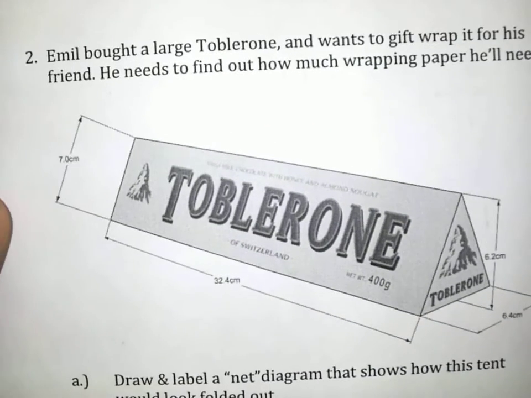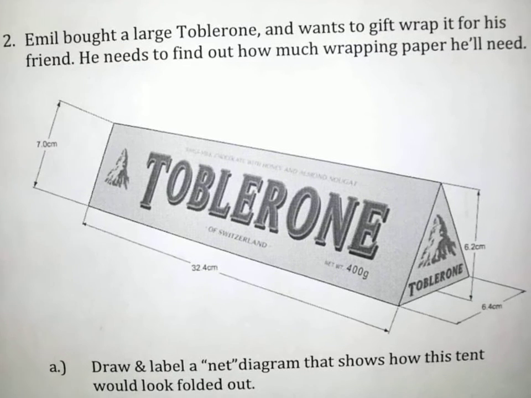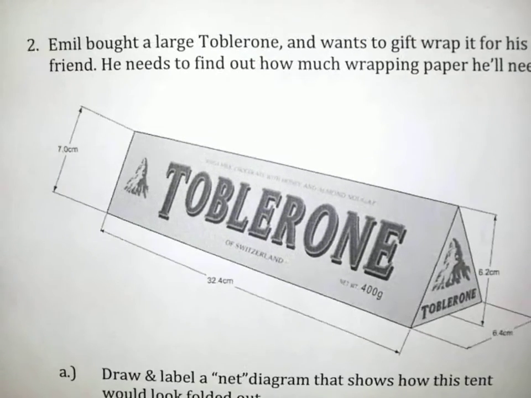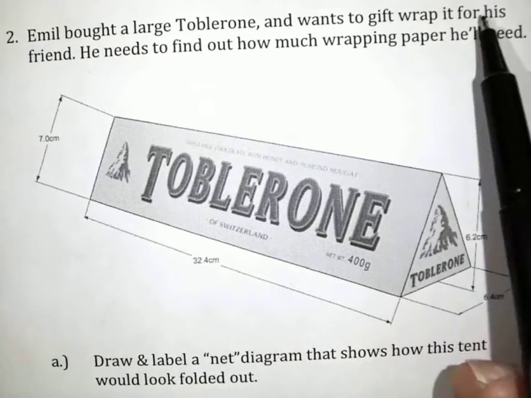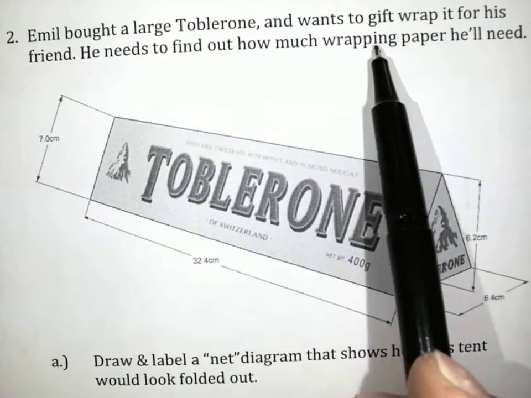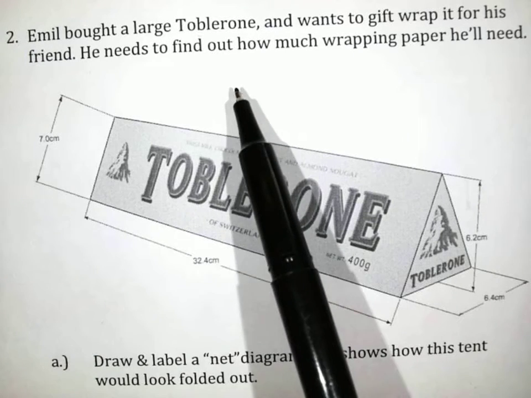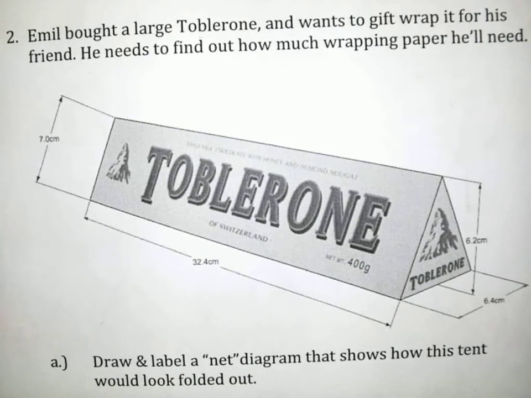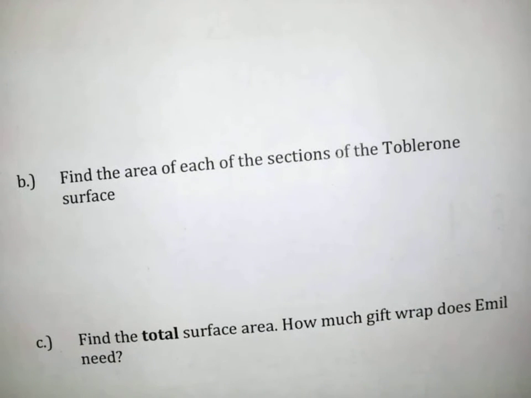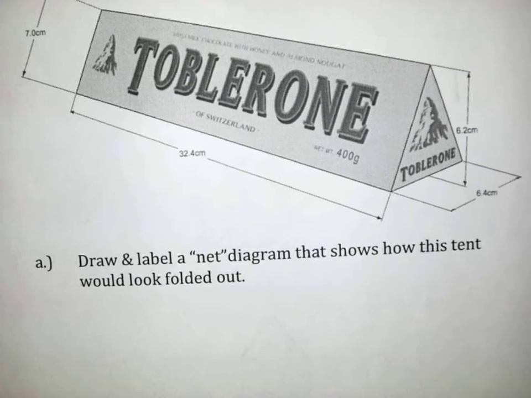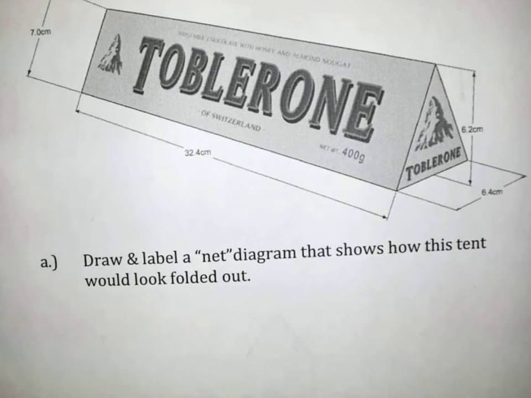So we've got one other question, and it has an identical type of shape. All right, so this one is a little bit different. Amel bought a Toblerone and he wants to gift wrap it for a friend. And so he's going to need to find out how much wrapping paper he'll need. And again, wrapping paper is a quantity that we're going to be expressing as an area, not as a distance. All right, so if we look, we see, okay, question A, question B, question C, they're pretty much the same as they were in the last question. Okay, so I'm going to repeat these steps. I'm going to try to make them go a little bit more quickly this time.